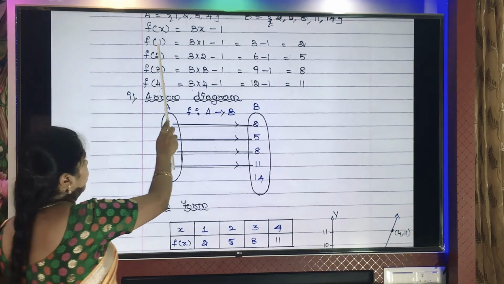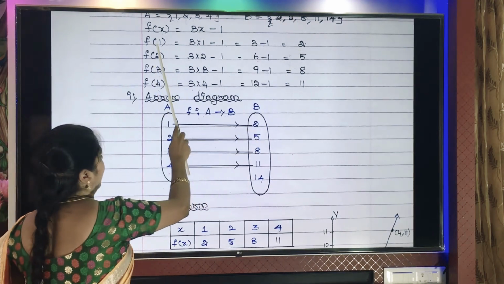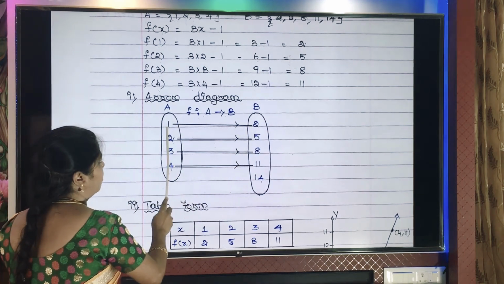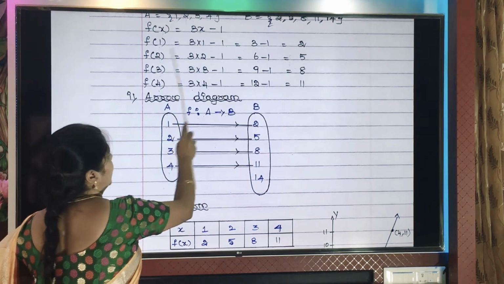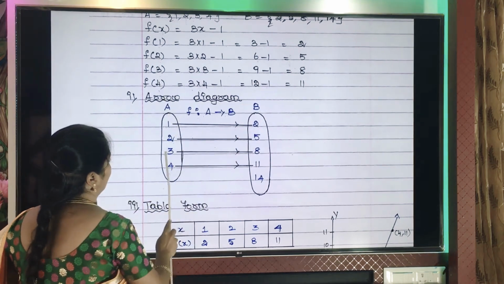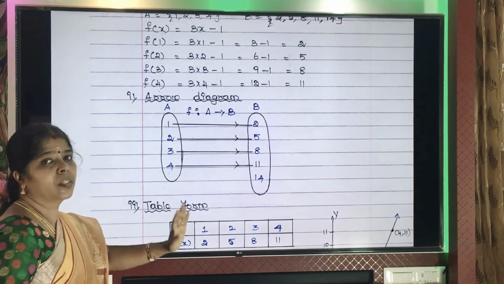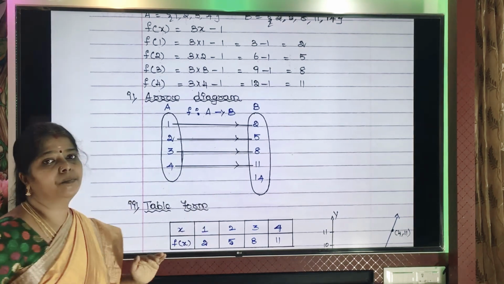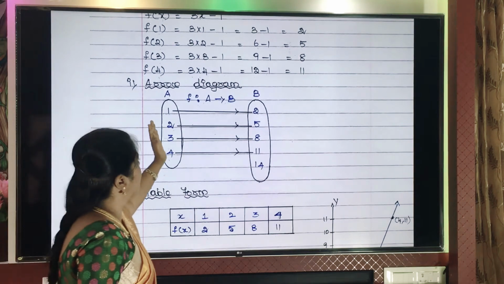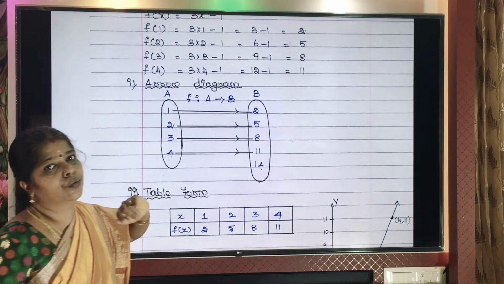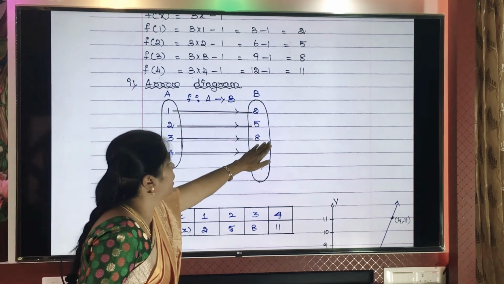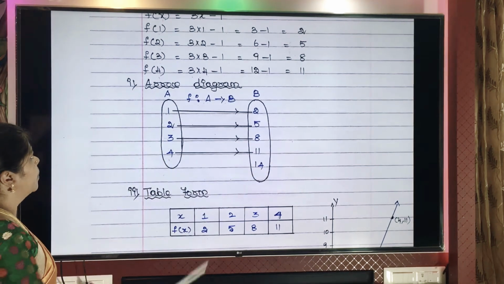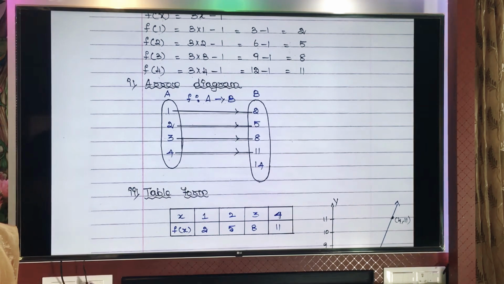Now according to our calculation, for 1 the image is 2. So for the element 1 it is 2. So map 1 with 2. Similarly 2 with 5, 3 with 8 and 4 with 11. So this becomes your arrow diagram. Can you see the arrows here? Yes. 1 to 2, from here to here. That is why the arrow is in this direction. Now let us go to the table form.